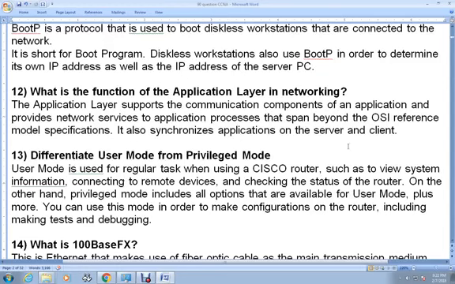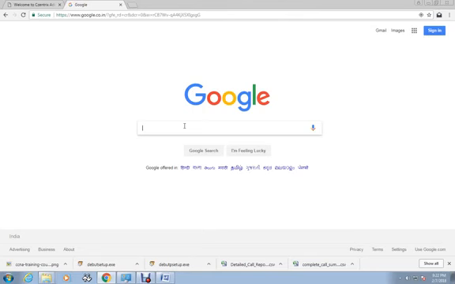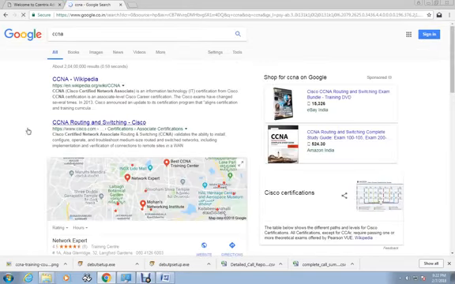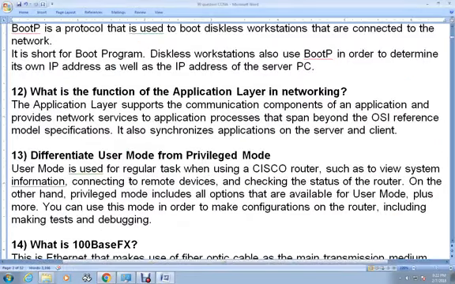It will define, for example, this is my google.com, and I am searching images. I just put in CCNA and entered. So it is showing me what I'm trying to do. I typed google.com, and I'm searching images. So this is the main role. It takes you to that particular subject, whatever you are trying to do, at the application layer.